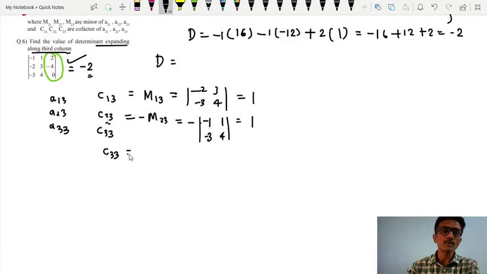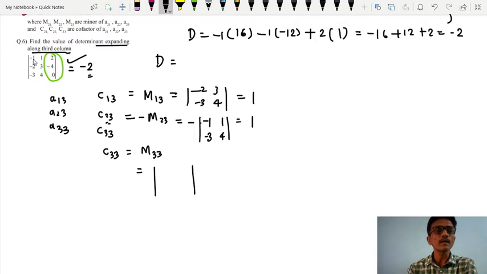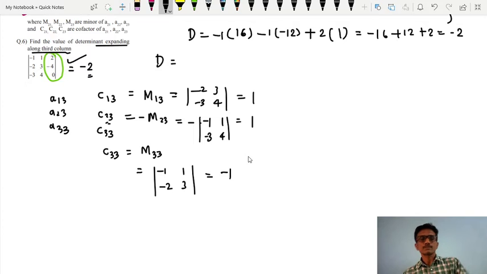C33 is equal to M33. So what will M33 be? Students, for M33 we delete the third row and third column, so the elements are minus 1 1 and minus 2 3. What will be the expansion of this determinant? It is minus 3 plus 2, that is minus 1. Yes.